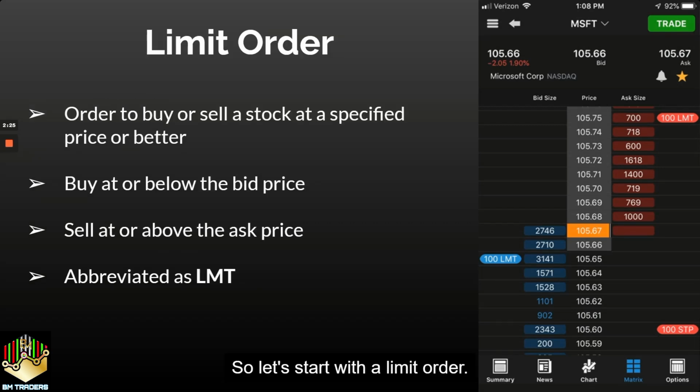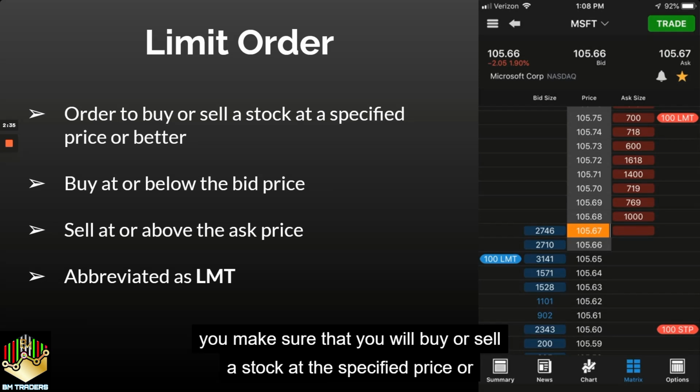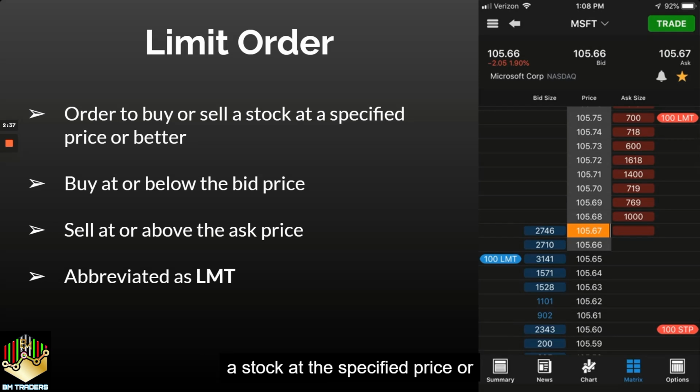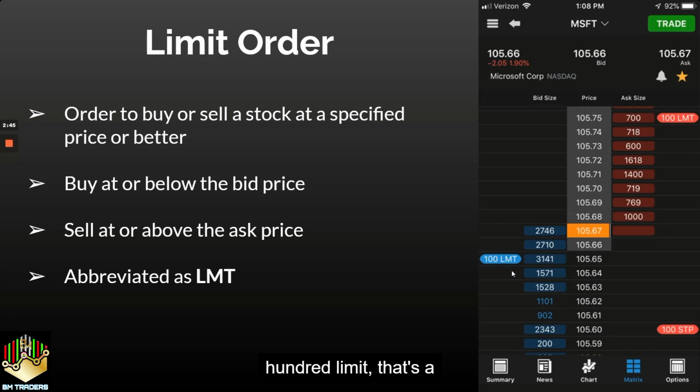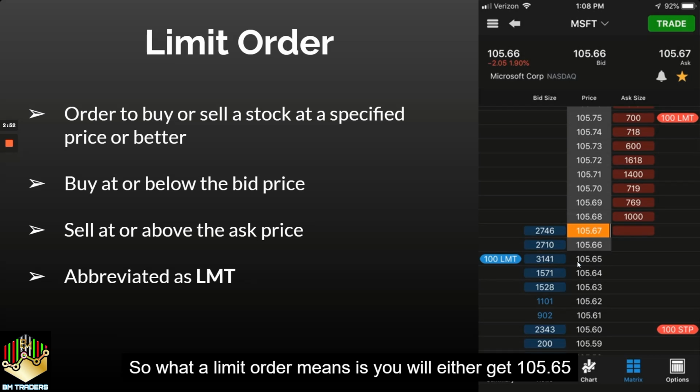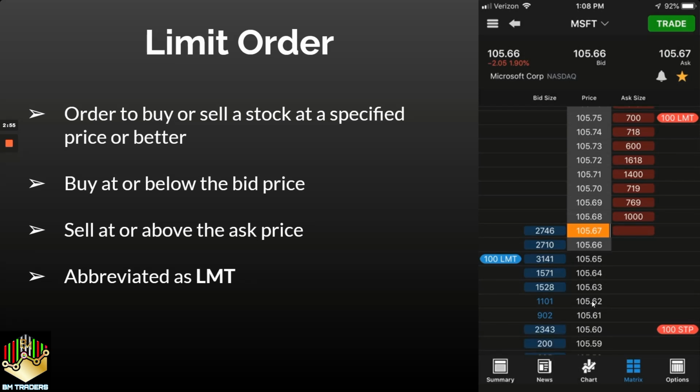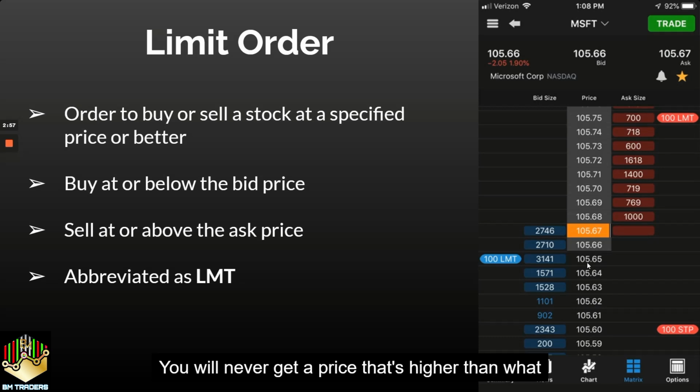So let's start with a limit order. When you put in a limit order, you make sure that you will buy or sell a stock at the specified price or better. For example, in this case, this 100 limit is a limit order right there, and the order is at 105.65. What a limit order means is you will either get 105.65 or less. You will never get a price that's higher than what you have specified.